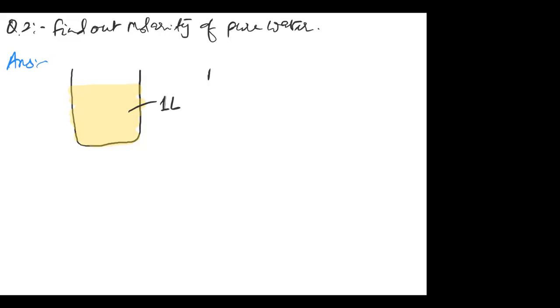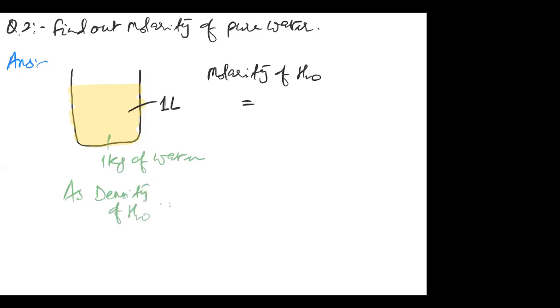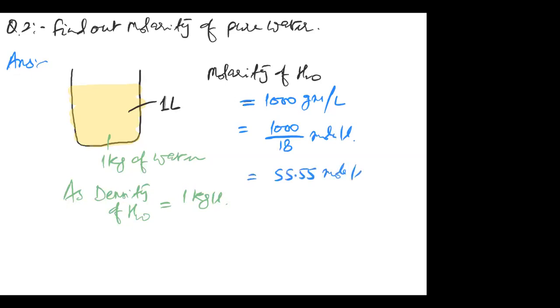So as far as the molarity of water is concerned, in 1 liter we have 1 kilogram of water, as the density of water is 1 kg per liter. So the molarity of water is 1000 gram per liter, which is 1000 divided by water's molecular mass, this many moles per liter. It comes out to be 55.55 moles per liter, which may be written as 55.55 molar.